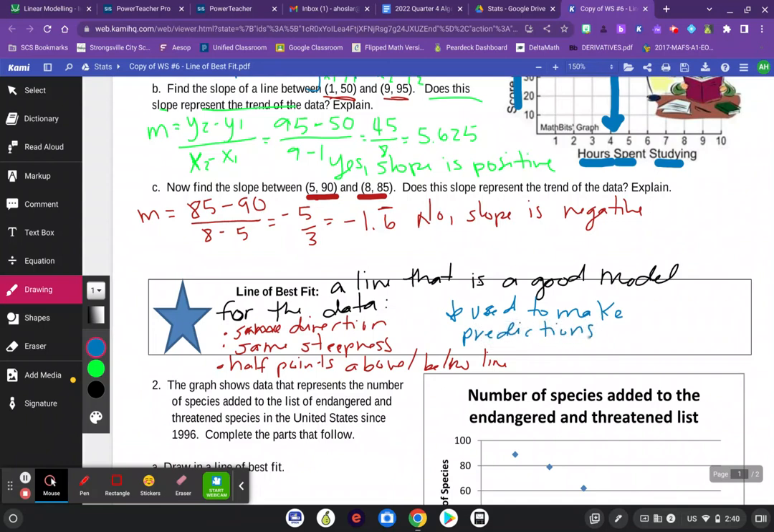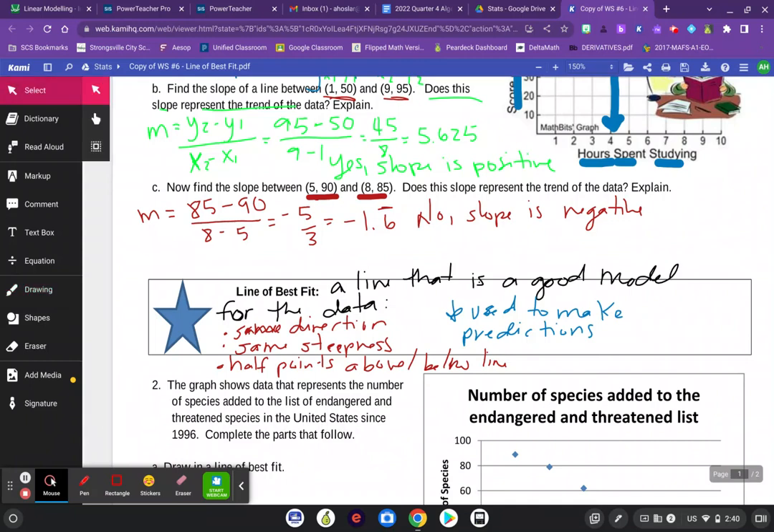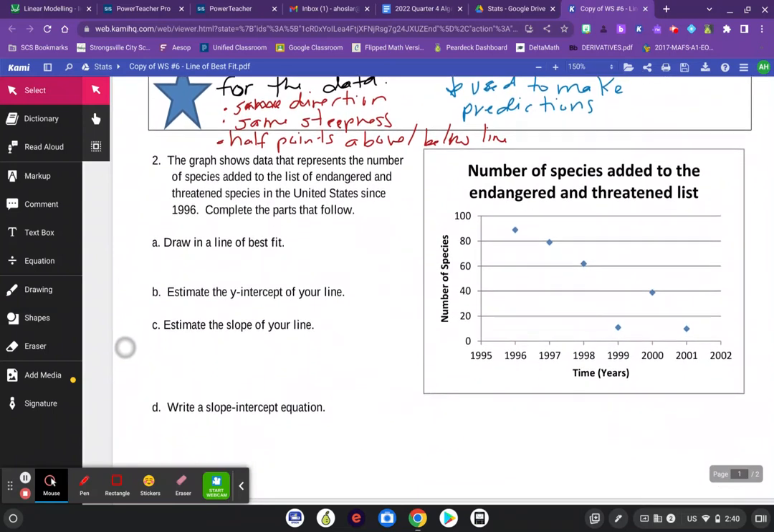So when we get further into this, we will use the line that we come up with to predict if I spend 7 hours of studying, what could I expect my score to be? And if I spend 12 hours of studying, what could I expect my score to be? Okay. All right. So let's use this idea and come down here and do problem 2. The graph shows data that represents the number of species added to the list of endangered and threatened species in the United States since 1996. Complete the parts that follow.